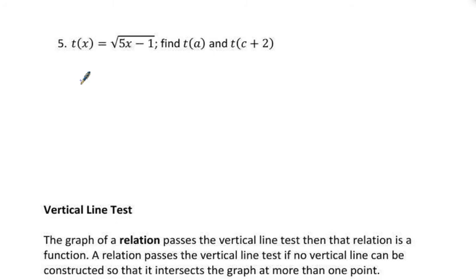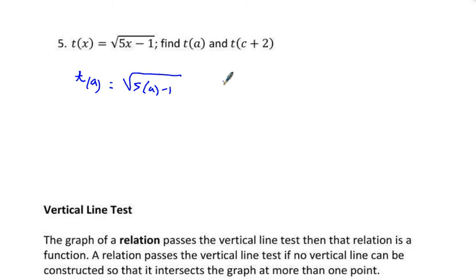Continuing with example 5, we have t of x equal to the square root of 5x minus 1. Why don't you hit pause and try this example. Once you have an answer, go ahead and hit play and see how you did. T of a equals the square root of 5 times a minus 1. And that's great. There's nothing else to do. We really just replaced the variable of x with a variable of a.